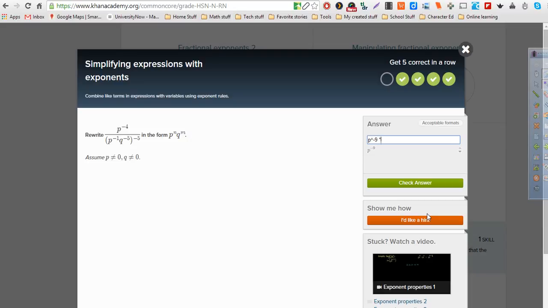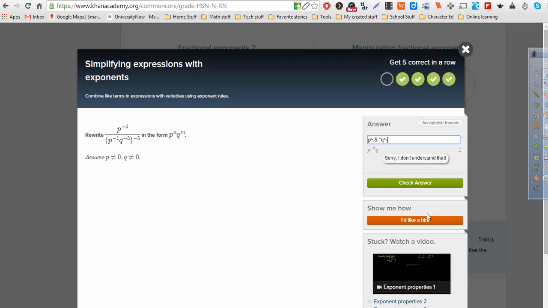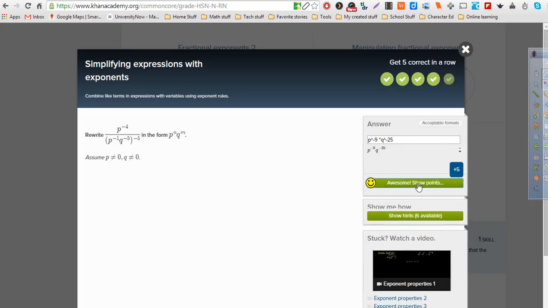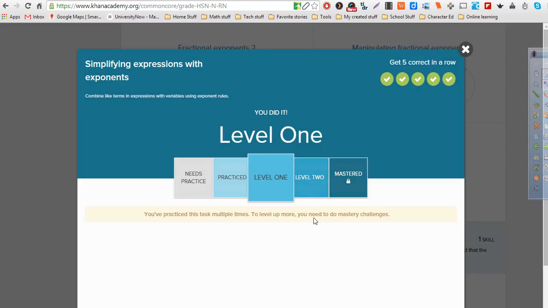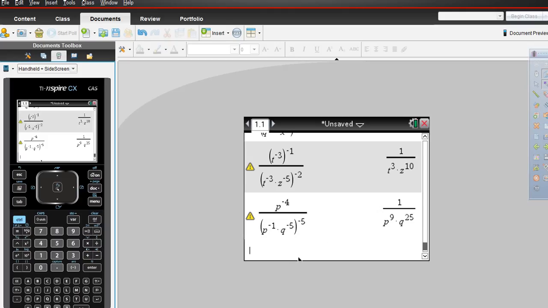So p to the negative 9, space, times q to the negative, what was it? Negative 25 power. So p to the negative 9, q to the negative 25, yep, and that works just fine. So that's how those are done, okay? And go ahead and get them done now.